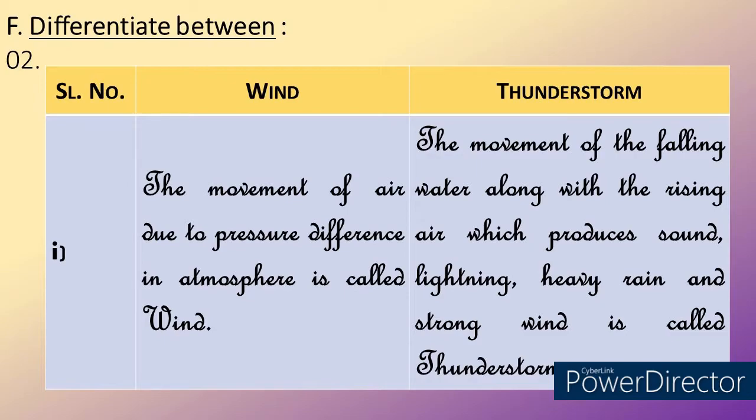expansion of air which causes the sound called thunder, and on the other side the charged clouds collide with each other to form lightning. So put together, all of them are known as thunderstorm.